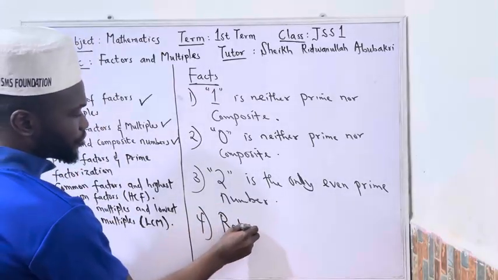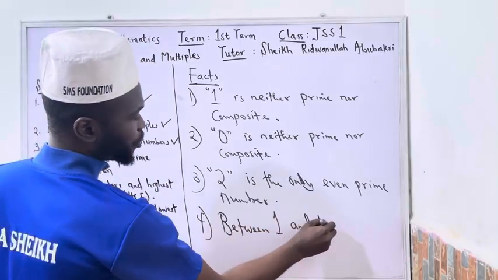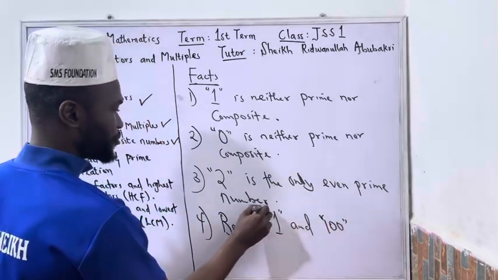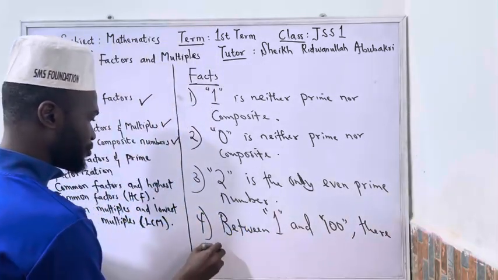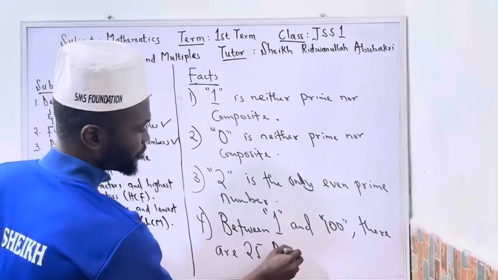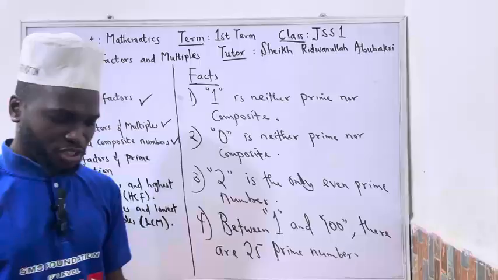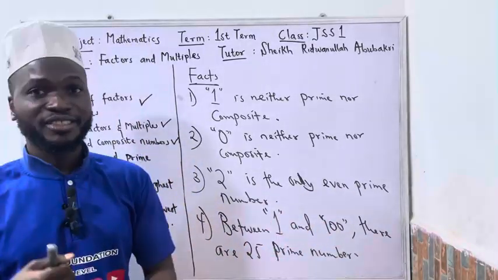Between 1 and 100, there are 25 prime numbers. So you can take the job, do it as an assignment. You can drop your answer in the comment section.